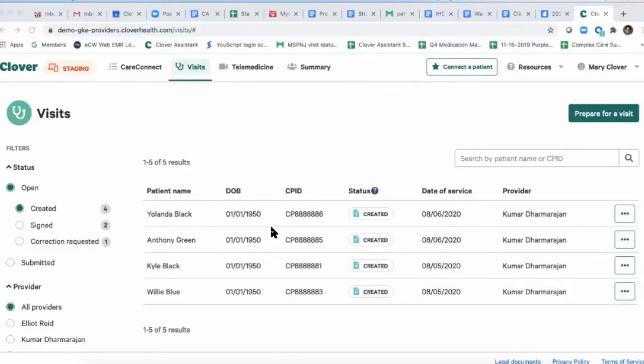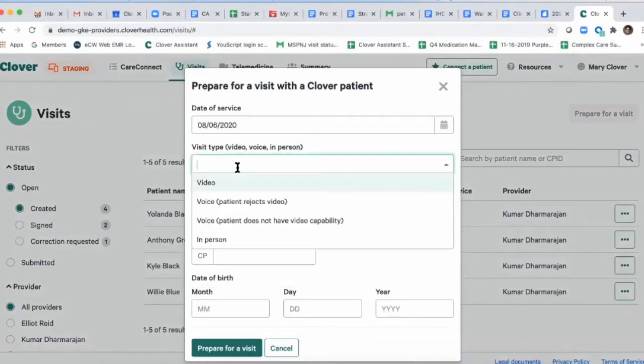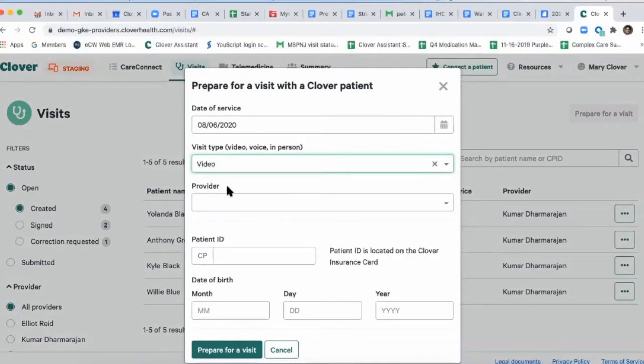This is the landing page for Clover Assistant. And what I'm going to do is launch a Clover Assistant visit, much in the way that you would launch it or your office staff would. So you just click on Prepare for a Visit. You put in today's date or the date of service. We're going to make this a telehealth video visit. I'll be the provider. I'm going to put an ID for a patient, patient's date of birth, so 2 identifiers.